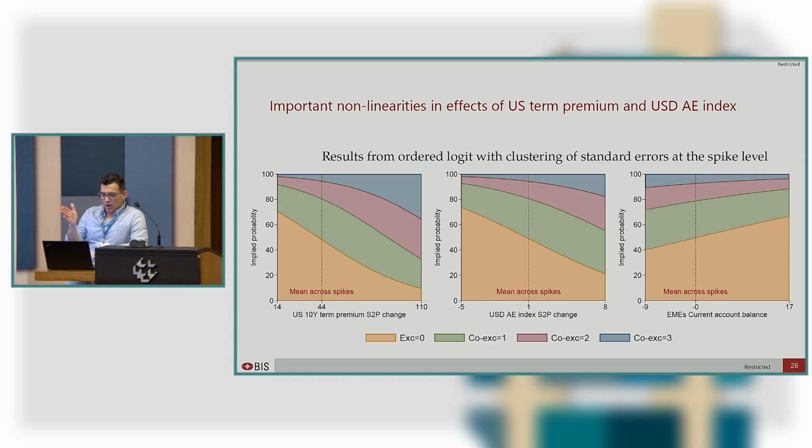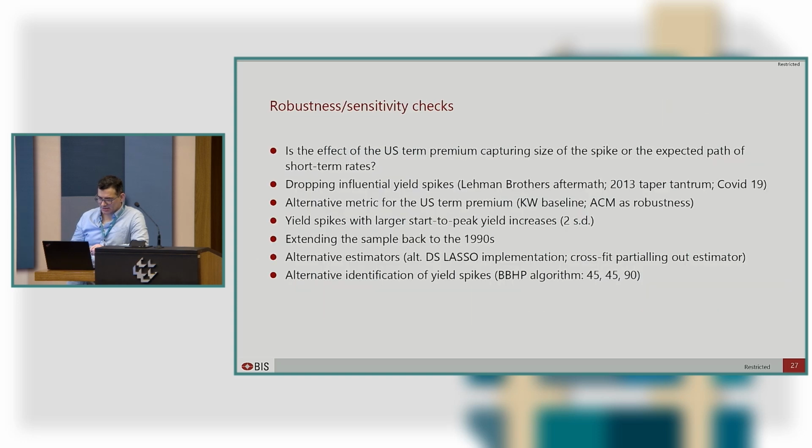So when the change in the US term premium is low, like in this part, you have a high probability of having 0 coincidences. But when the change in the US term premium is very large, you have a high probability of a larger number of coincidences. The same with the dollar index. The effects of the current account balance, for example, in this analysis, are more like a flatter line. They are not as nonlinear as the effects of the US term premium or the dollar index.